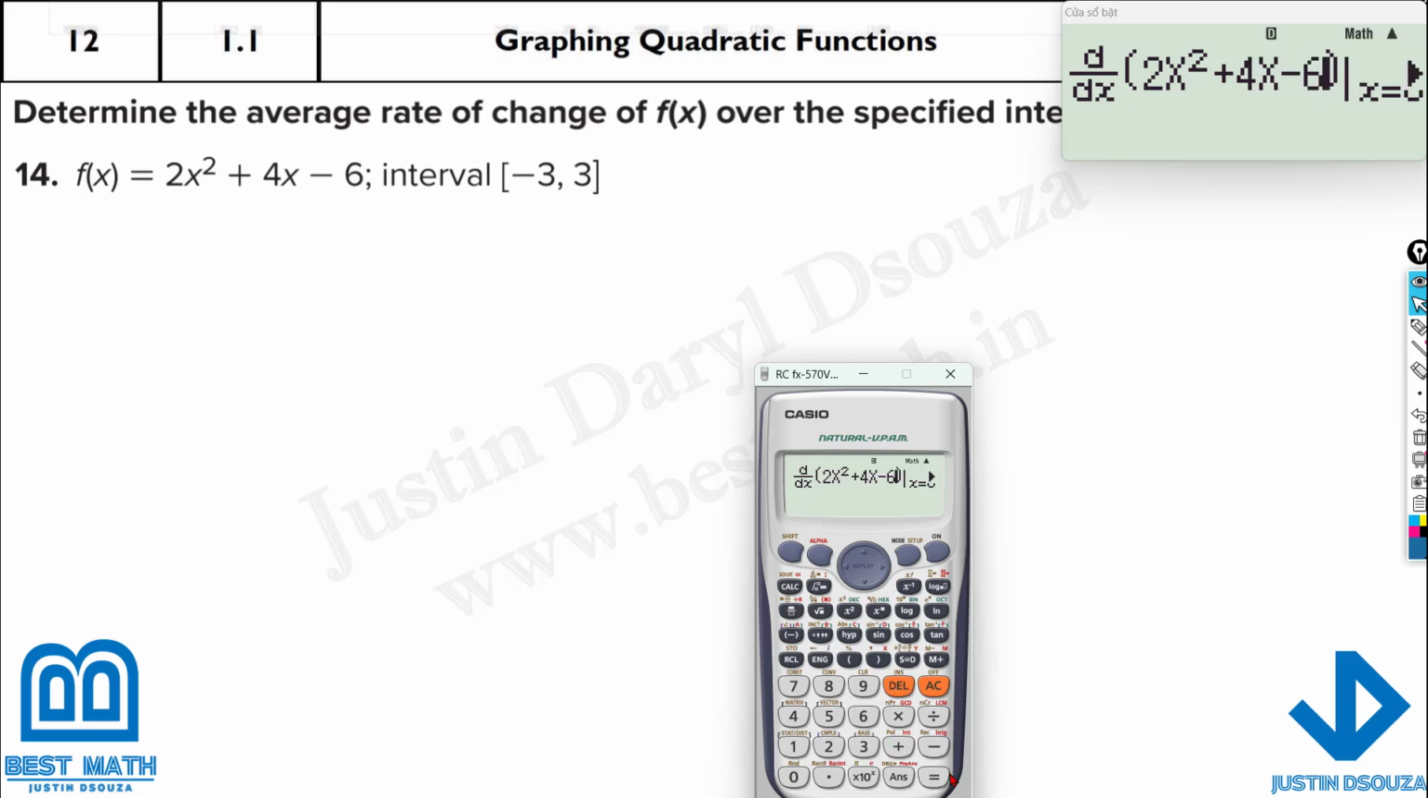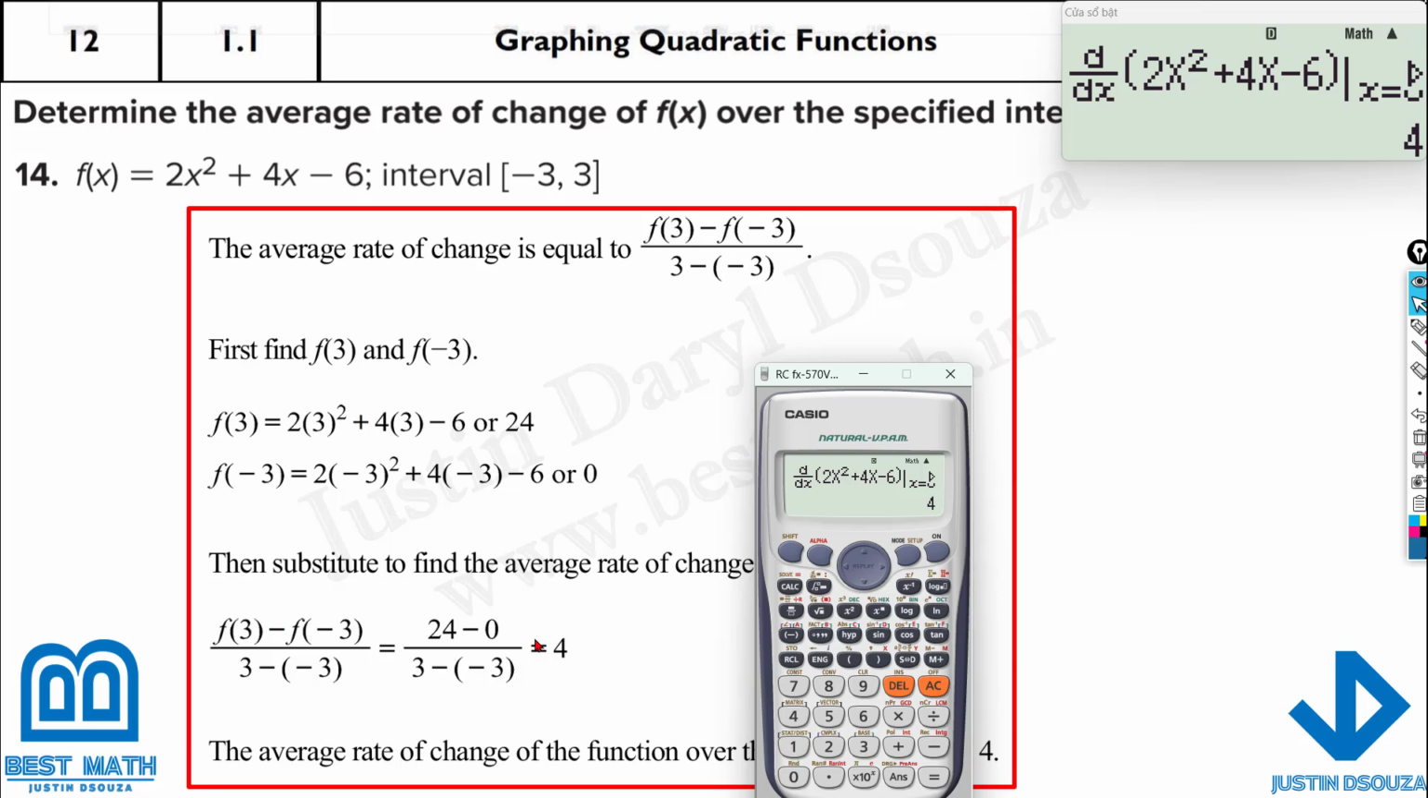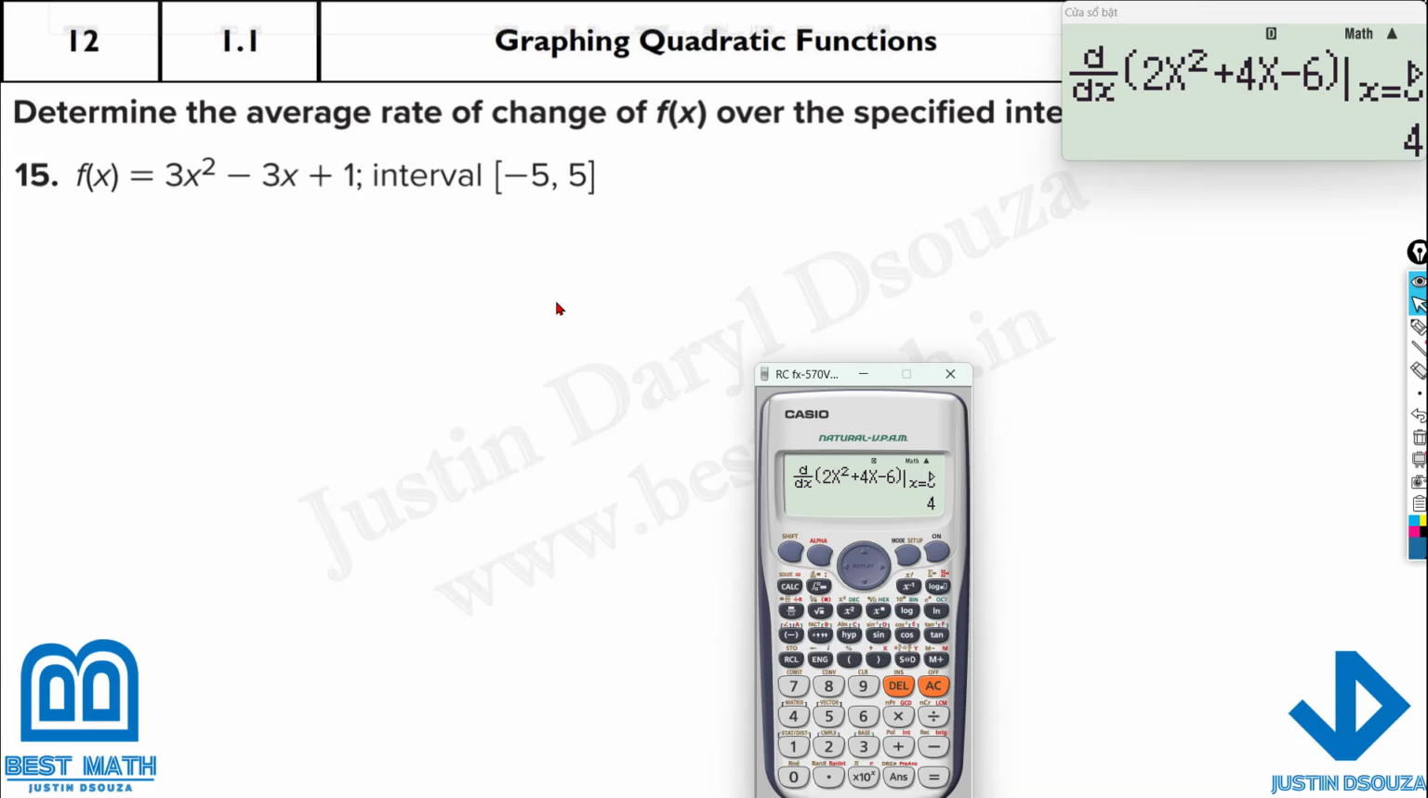What is the interval? Minus 3 to 3. The midpoint will be 0. So the answer is 4. Let's check the answer. Answer is 4. That's the average rate of change, or the slope, or the derivative on average of this interval, because they have total average, so average of this.